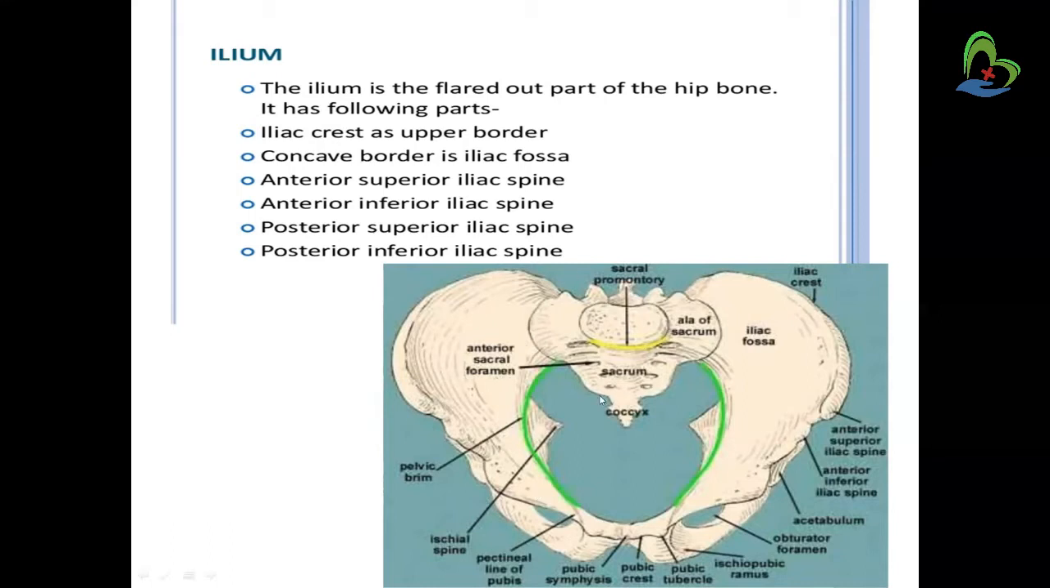And here there are anterior sacral foramina. Foramina means openings or holes. So there is an anterior sacral foramen, as well as a posterior sacral foramen in the posterior view. The main function of the anterior and posterior sacral foramina is to pass the uterine veins, which help to supply blood to the pelvic organs as well as the uterus.